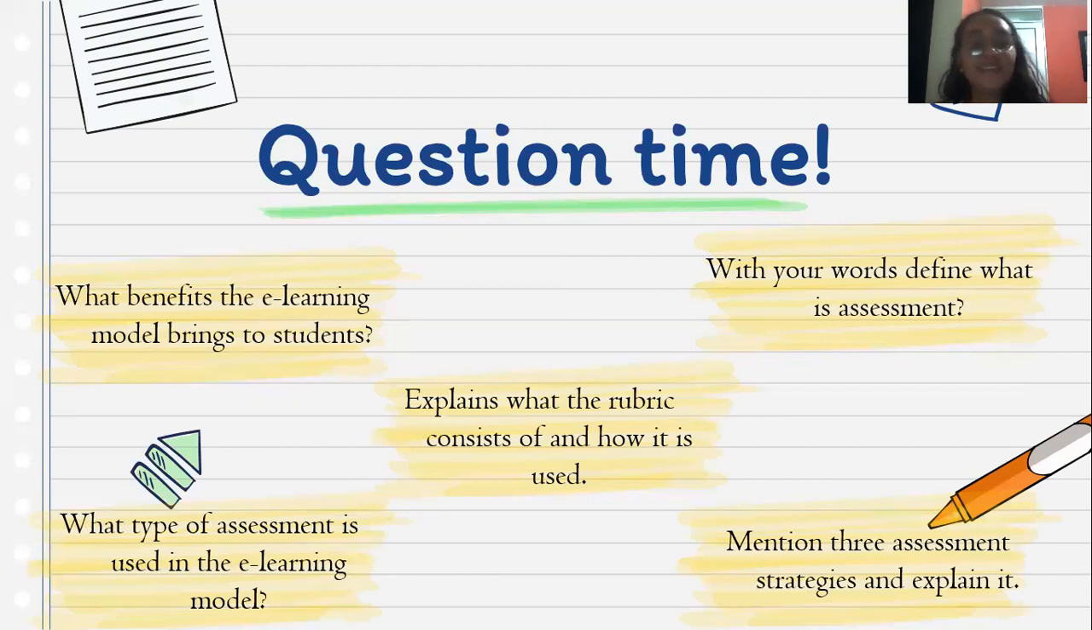Well, this is all about the assessment strategies for learning in the e-learning model. Now we have question time. We have 5 questions and you are going to answer according to what you listened to in the previous topic. The first one: what benefits does the e-learning model bring to students? Explain what the rubric consists of and how it is used.